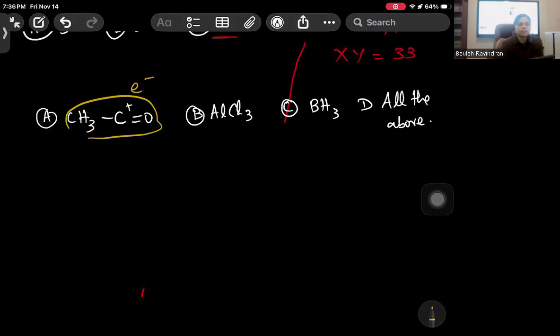Then there are electron-deficient molecules, which have an incomplete octet on the central atom. That is what we see in Lewis acids. So AlCl3 is also an electrophile, and BH3 is also an electrophile. Electron deficiency means incomplete octet formation. So the option is all of the above. Like this, you will be given questions.